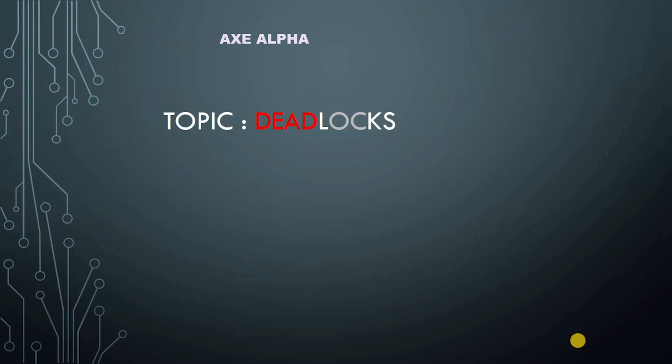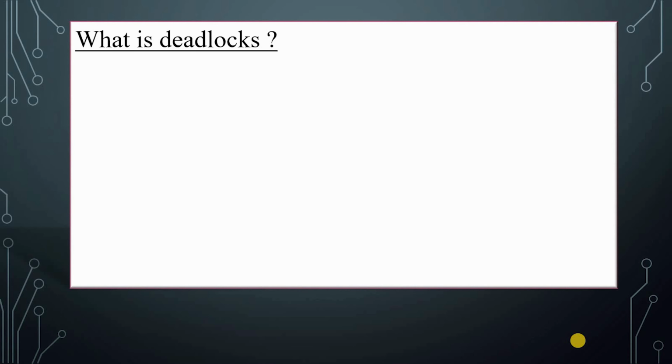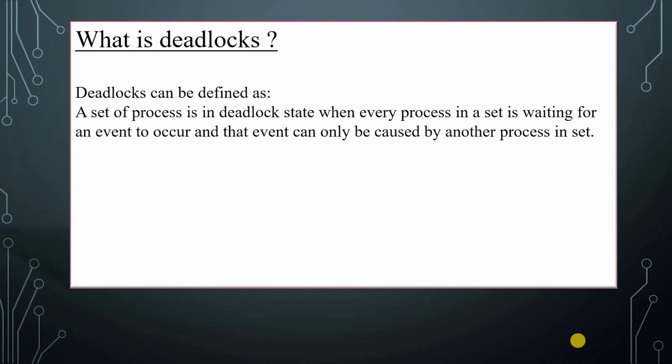In this video, we will explain deadlock. What is deadlock? Deadlock can be defined as follows: a set of processes is in a deadlock state when every process in the set is waiting for an event to occur, and that event can only be caused by another process in the set.